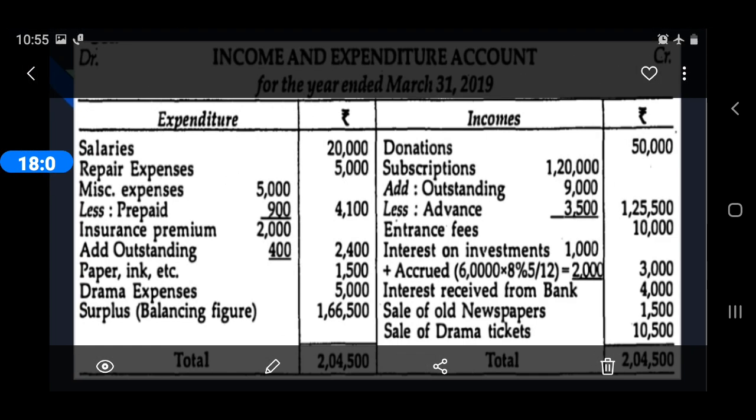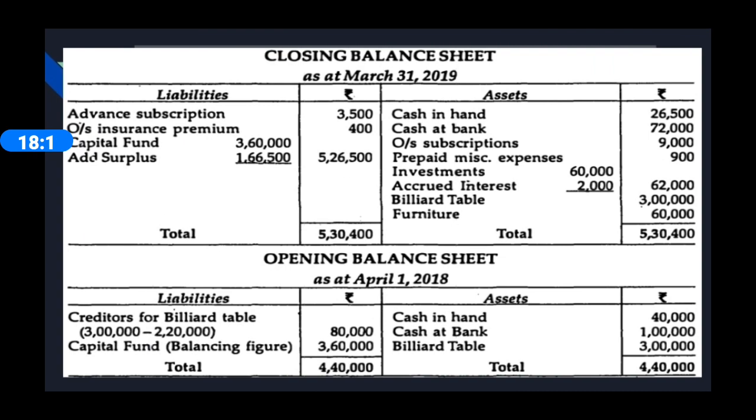But regarding final account, we have to prepare the current year balance sheet. That is enough, but they may not give you the opening capital fund. The capital fund in the beginning will not be given to you. So for the purpose of calculating the opening capital fund, we have to prepare the previous year balance sheet. Here they have prepared the opening balance sheet, that is the previous year balance sheet. Closing balance sheet means the current year balance sheet. Both should be prepared.